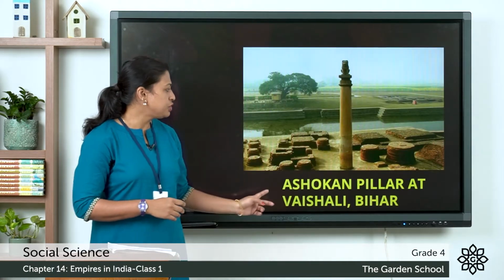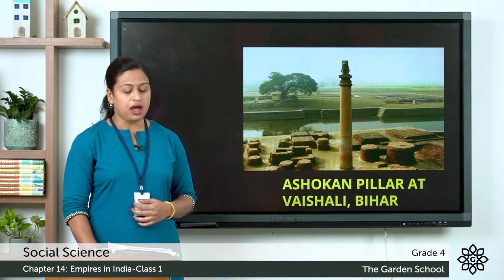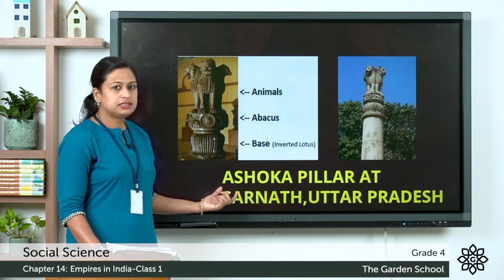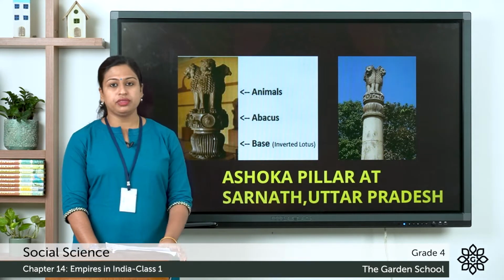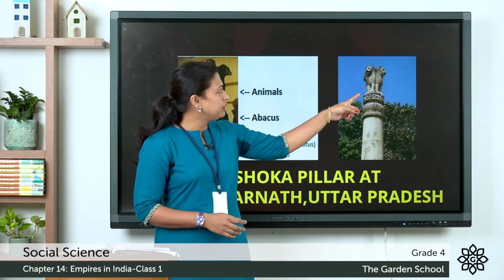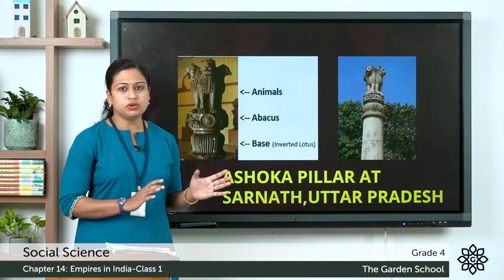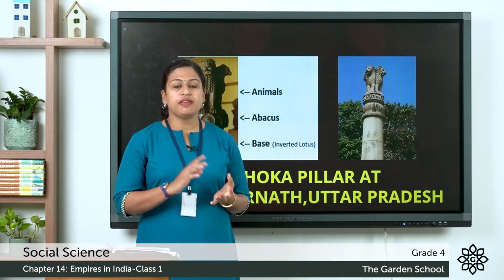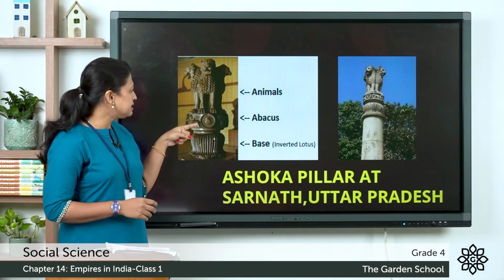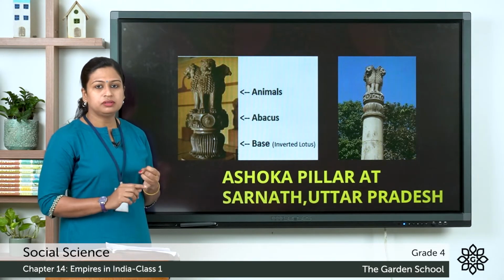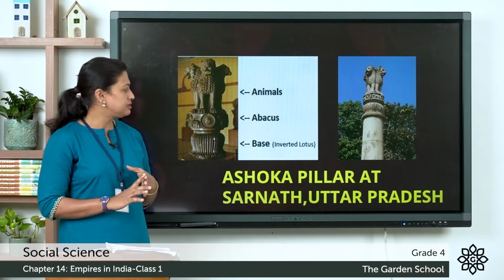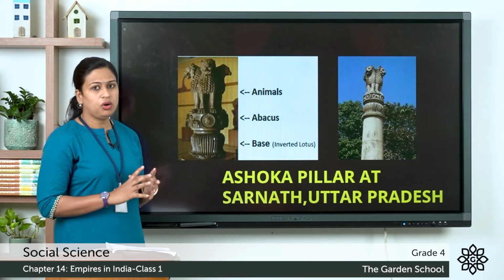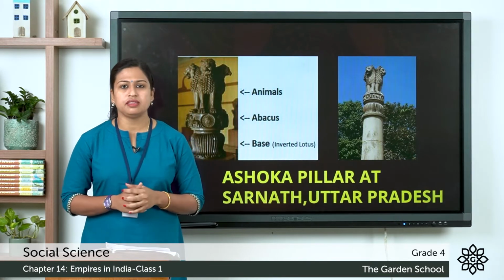Now here you can see the Ashokan pillar at Vaishali in Bihar. So you can see a pillar and a statue of a lion on top of it. Next one is the Ashoka pillar at Sarnath in Uttar Pradesh. Now here you can see on the top statues of 4 lions. This is known as the lion capital of Ashoka, and it consists of statues of 4 lions facing back to back. At the bottom, you can see pictures of 4 animals, a bull, an elephant, a lion and a horse, which are separated by 12 spokes. And at the base, you can see an inverted lotus structure. And at the bottom, Satyamev Jayate is written.